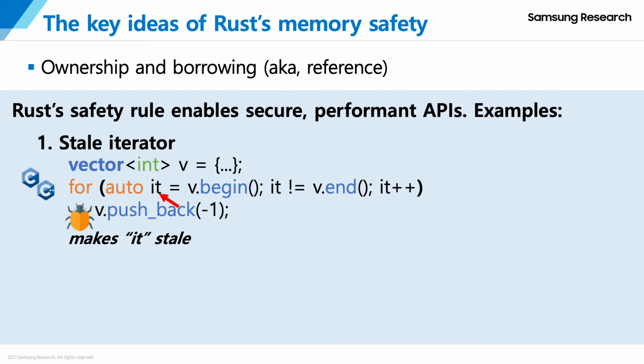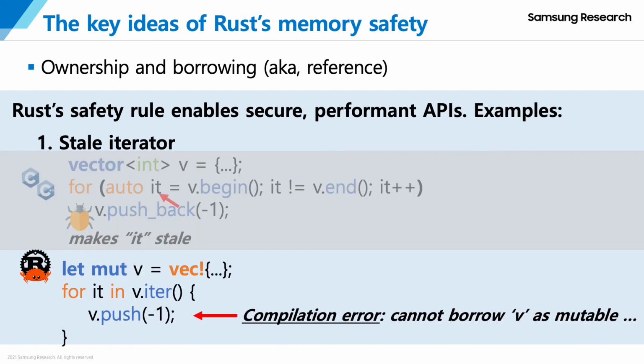A stale iterator is one of the error-prone design patterns in C++. If a container is modified while iterating over elements of the container, the iterator becomes stale, meaning that it might point to memory the container doesn't own anymore. For example, if we insert or delete an element of a vector in C++, all of the outstanding iterators are potentially stale, and any access will cause a memory safety issue. However, in Rust, any such attempt causes a compilation error, because when we attempt to modify the vector, there exists an outstanding shared reference, the iterator.